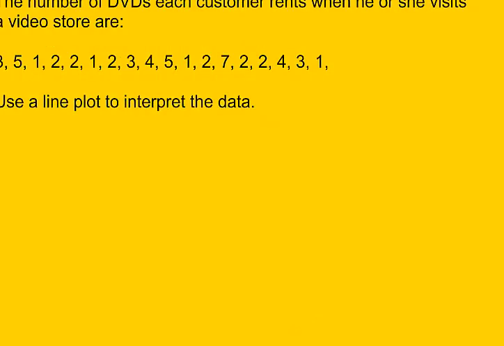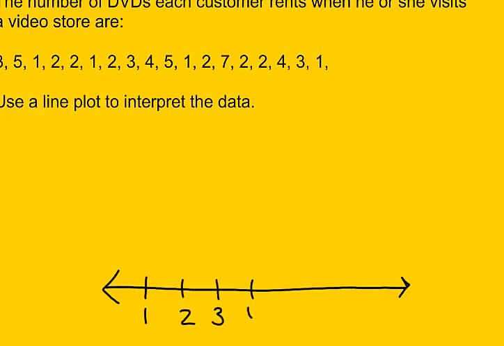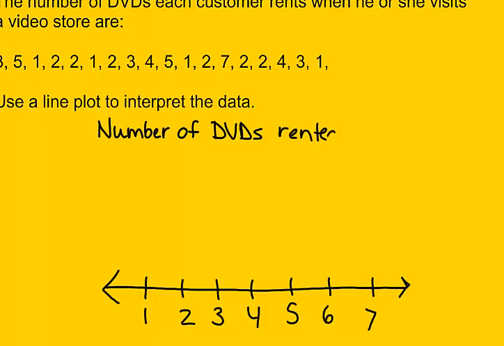Here's another example. It says the number of DVDs each customer rents when he or she visits a video store. We're going to make a line plot. First thing we have to do is draw our line. Notice it has arrows on it. I notice that the smallest number is a 1 and the largest one is a 7. So I make my number line from 1 to 7. You must include all the numbers. Our title is the number of DVDs rented. And I don't have to have a label because it explains that in the title.